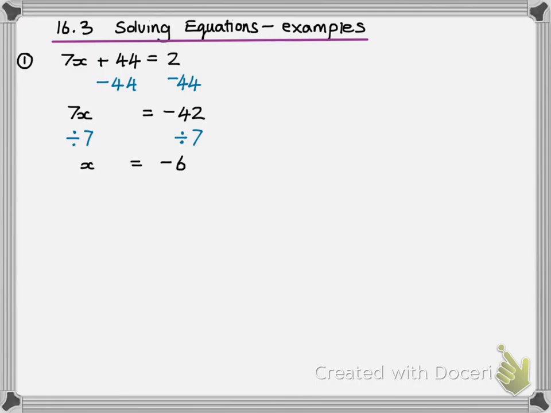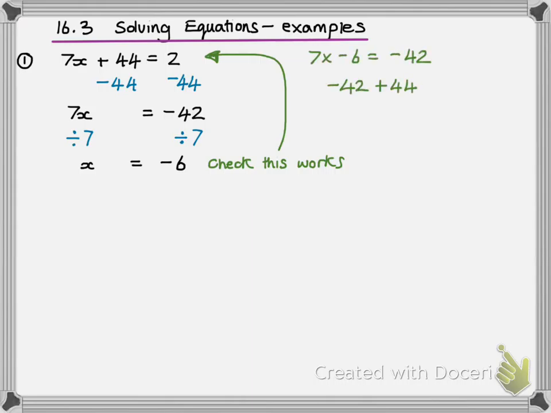Before we move on, always check that this number works in the original equation. So we take negative 6, we multiply it by 7 to get negative 42, then we add 44 and we get the answer we were hoping for, 2.